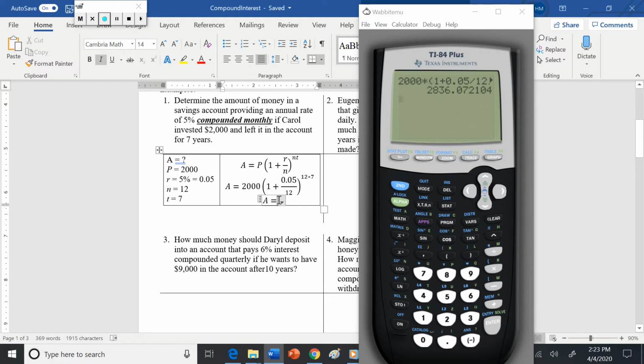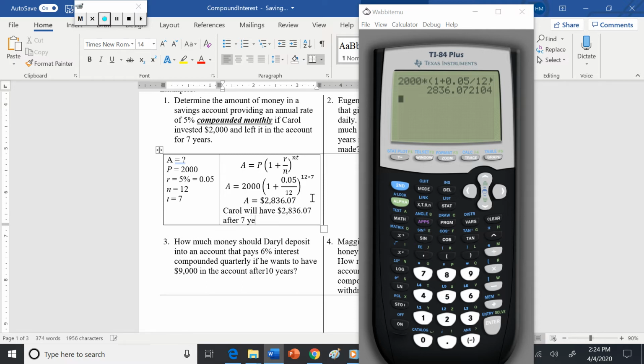So my answer here that I get is 2,836.07. Okay, so that's how much money Carol has in her account. So we'll say Carol will have $2,836.07 after 7 years. And there we go.